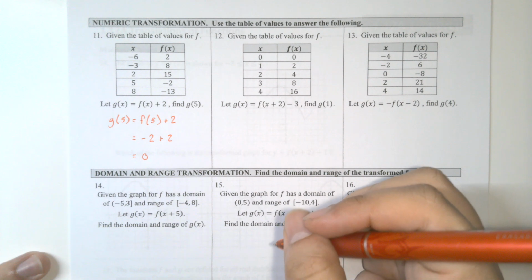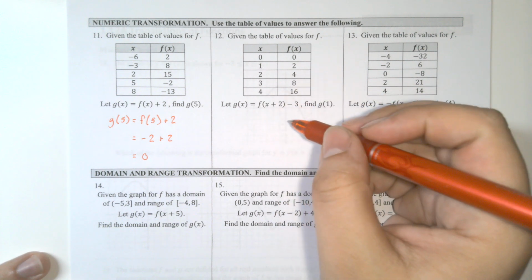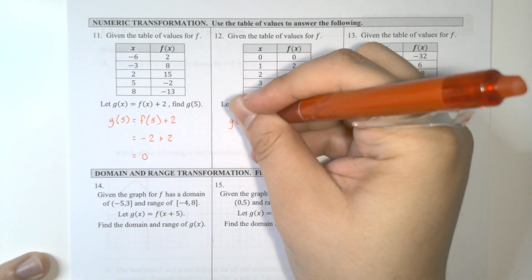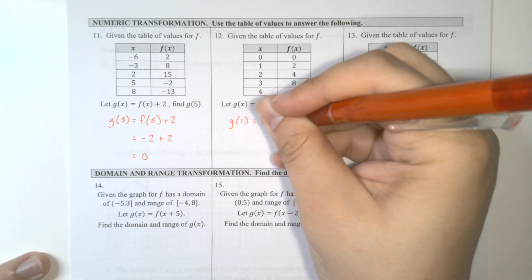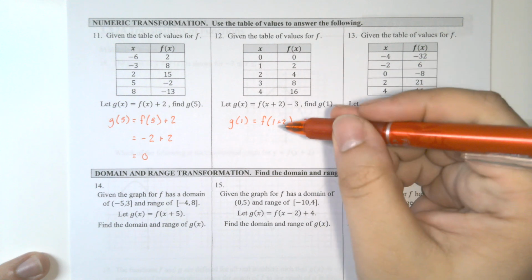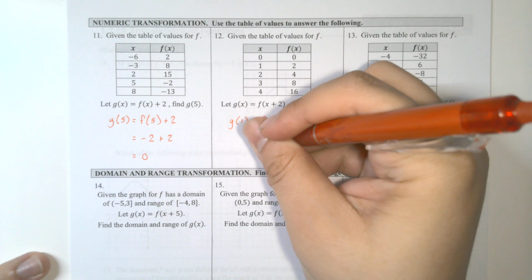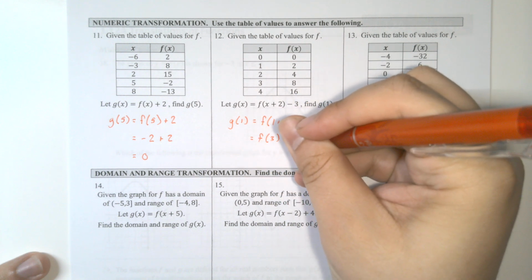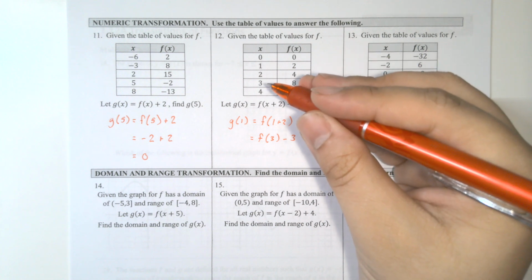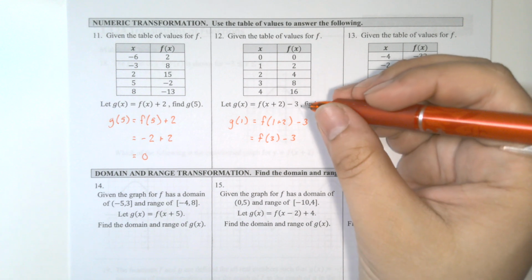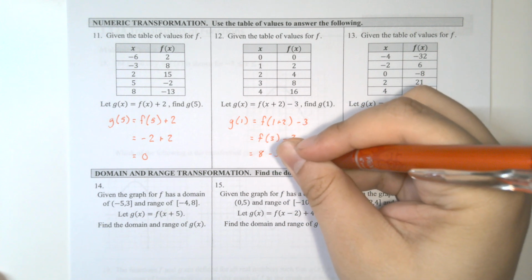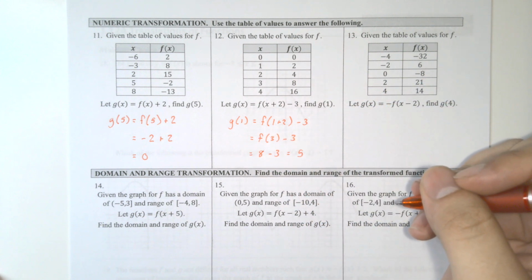For the next one, we want to find g of 1. So to do that, again, g of 1 is going to be equal to f of 1 plus 2 minus 3. Well, 1 plus 2 is 3, so f of 3 minus 3. And what is f of 3? Well, let's look at our function. When x is equal to 3, f of x is equal to 8. So this is equal to 8 minus 3, and that's going to be equal to 5.